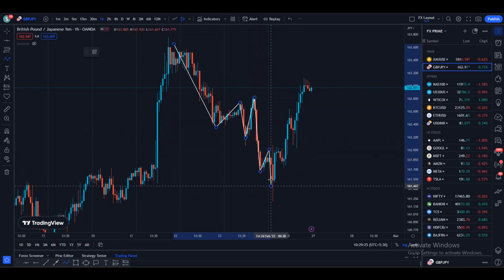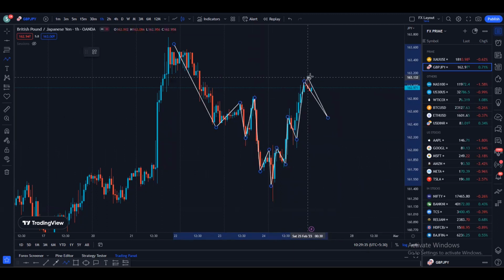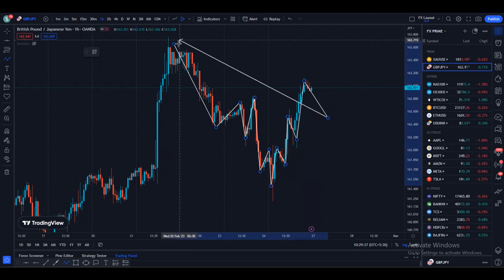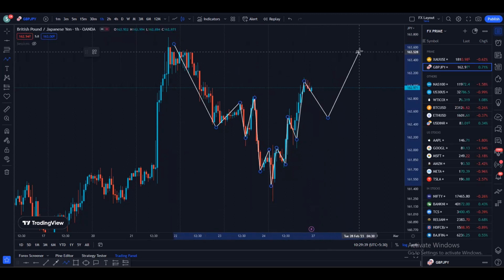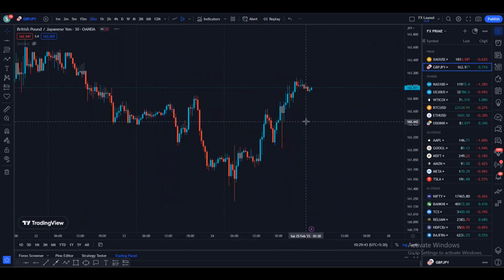So low, lower high, lower low. Then we broke the market structure again: higher high, higher low, higher high, higher low, higher high. And now there is a pretty high probability for the price to come down, make some kind of support, and continue higher to retest the previous highs and this high as well. So that is something we are anticipating on the 1-hour time frame.